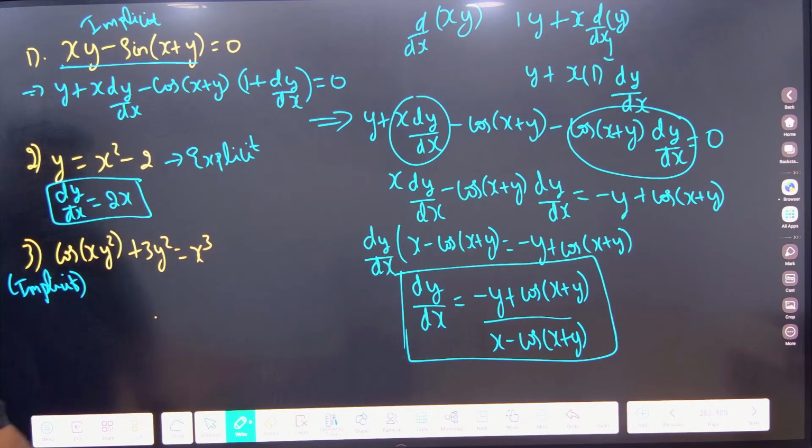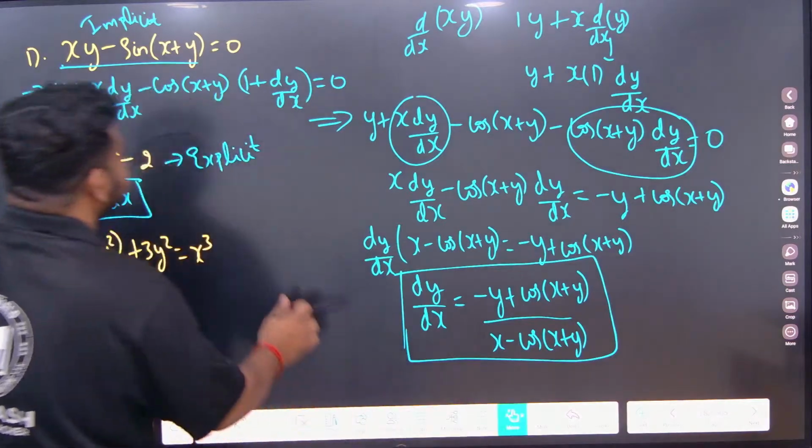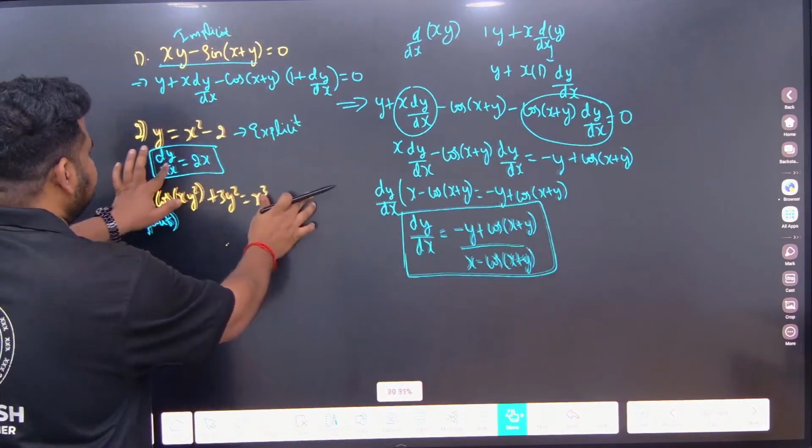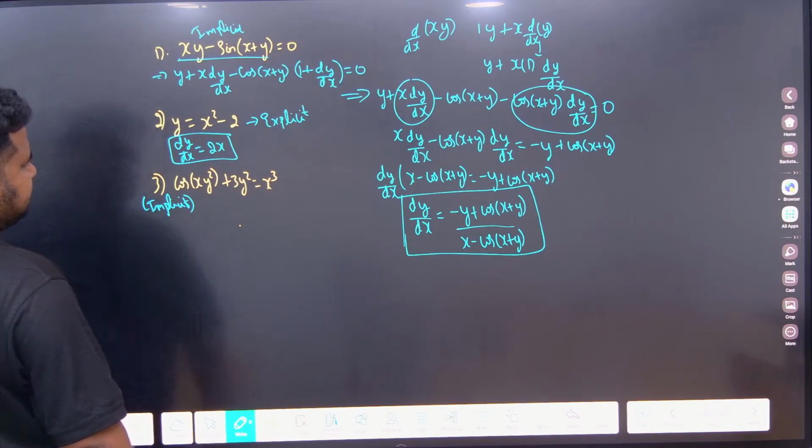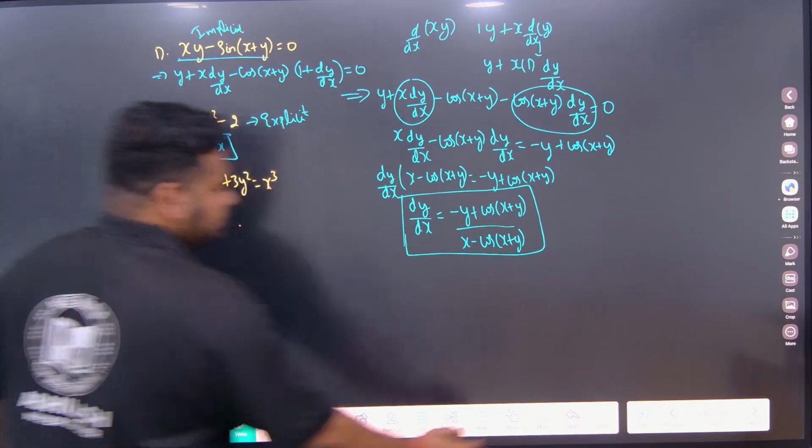Now look at this question, friends. Now we will do implicit differentiation of this function. So what have they given? Cos of xy square plus 3y square is equal to x cube. So let us take it in the next page.